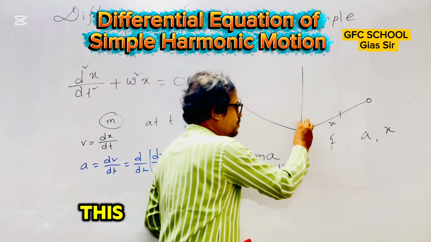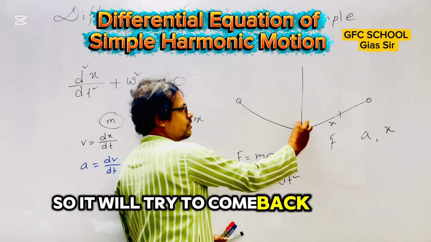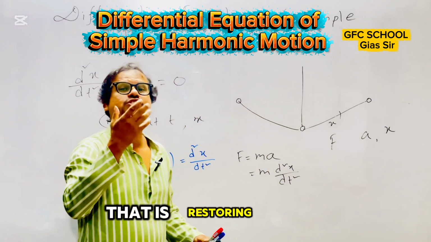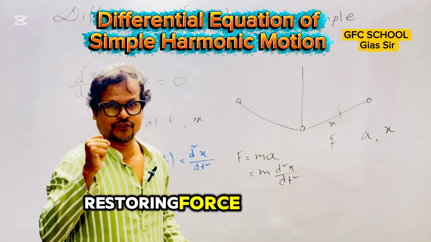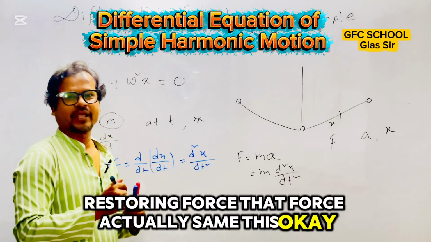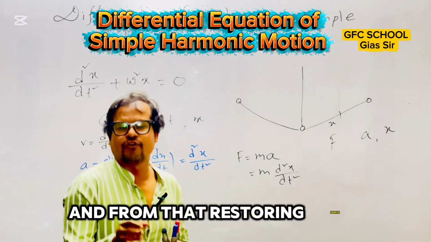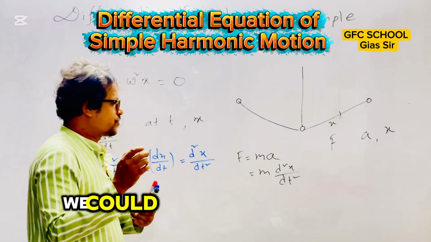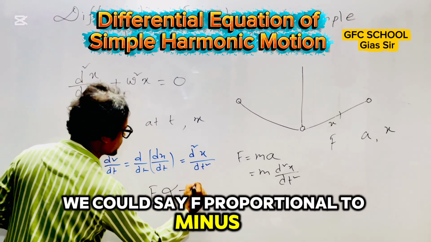Here, this particle has gone there. That's why it will try to come back to this point. That is the restoring force. That force is actually saying this. And from that restoring force, we could say F is proportional to minus x.